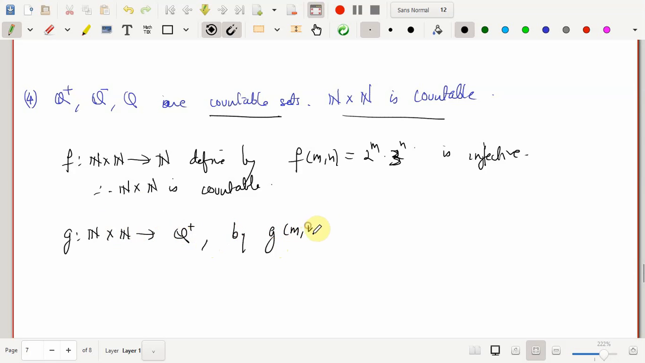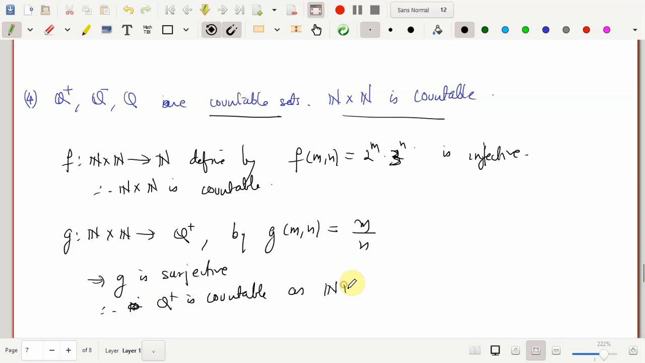g of m comma n as m by n, a very simple map. Since m and n are natural numbers, this will be a positive rational number. And this is surjective. Remember that this is not an injective map, because you can very easily find two pairs in N cross N which map to the same element. So this is surjective, and therefore Q plus is countable as N cross N is countable.